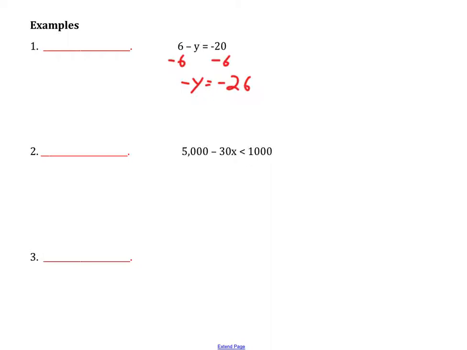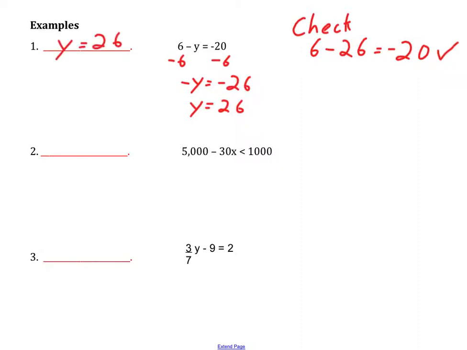But we want y equals, not negative y, so we multiply both sides by negative 1. Y equals 26. And then check our answer. 6 minus 26, substituted in for y, does give us negative 20. That works. So y equals 26 is the solution.